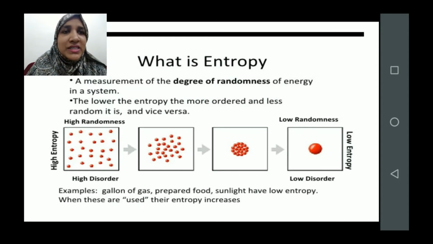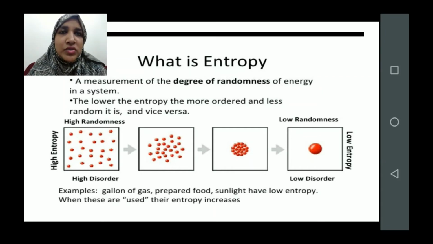So let us first understand the meaning of entropy. Entropy is defined as the degree of randomness or disorder in a system. It is a measurement of the degree of randomness or disorder in the system. If the system has less order, it has more disorder and more entropy. If the system has more order, it has less disorder and less entropy. Higher disorder means higher entropy, lower disorder means lower entropy.